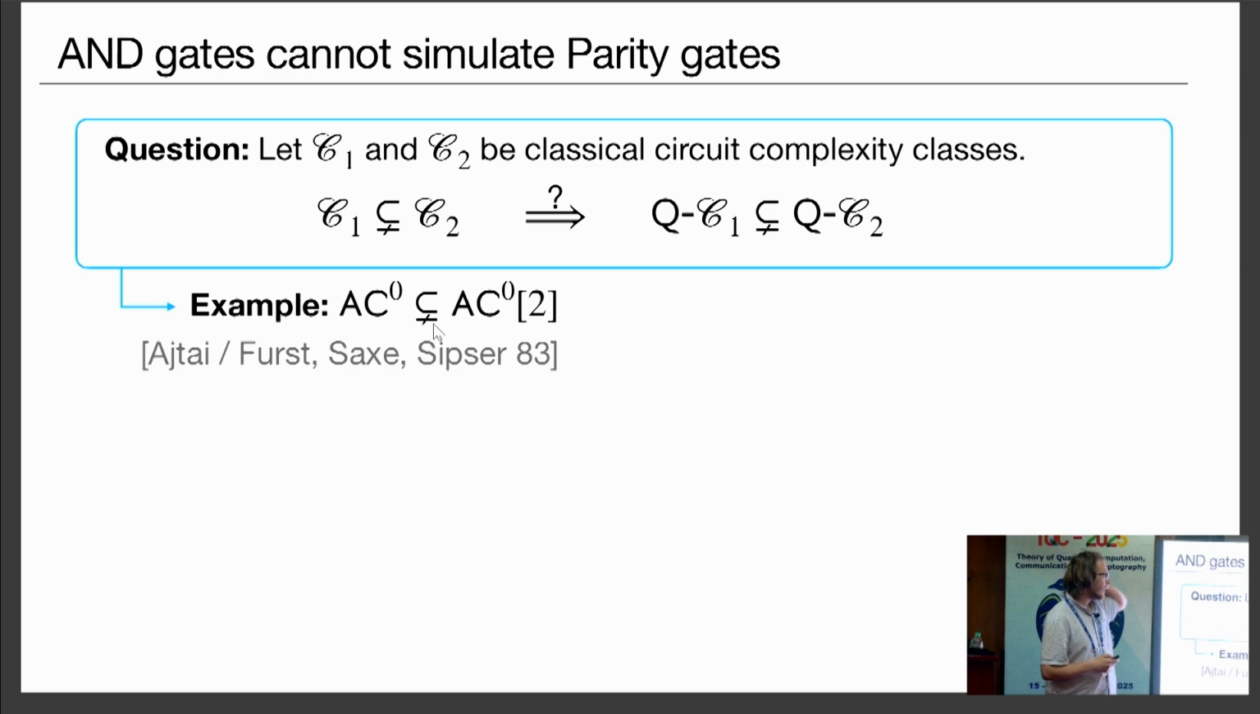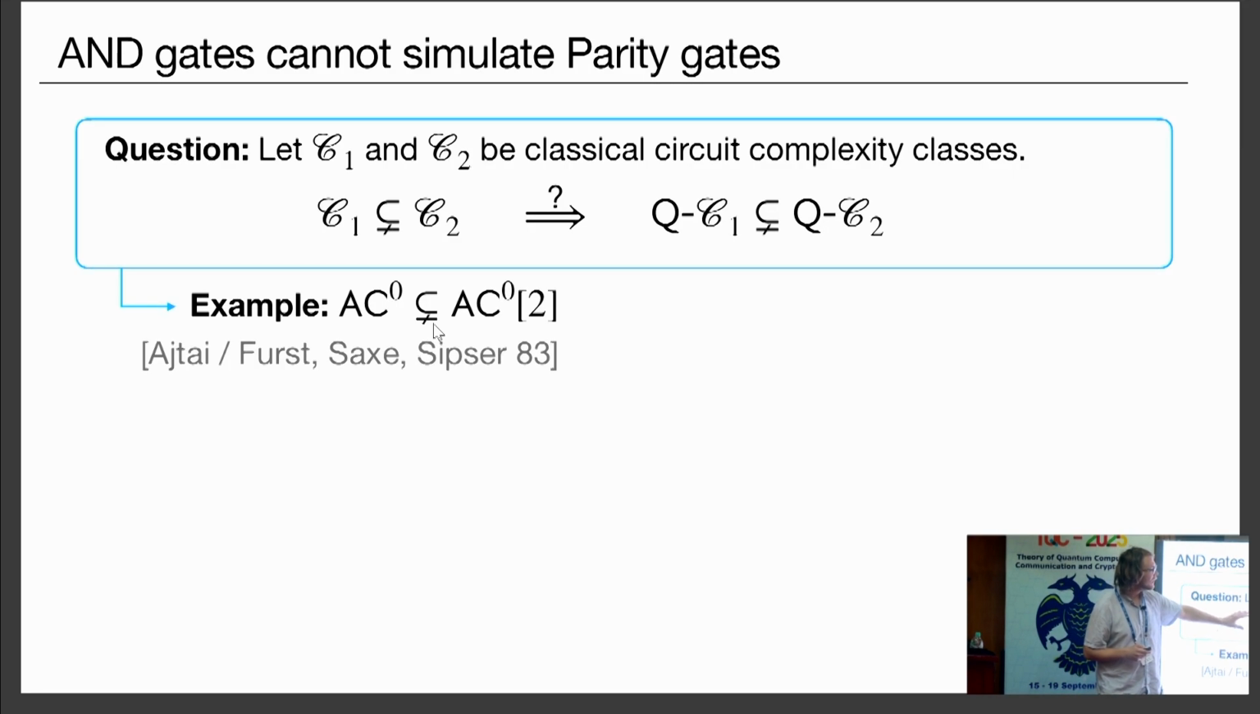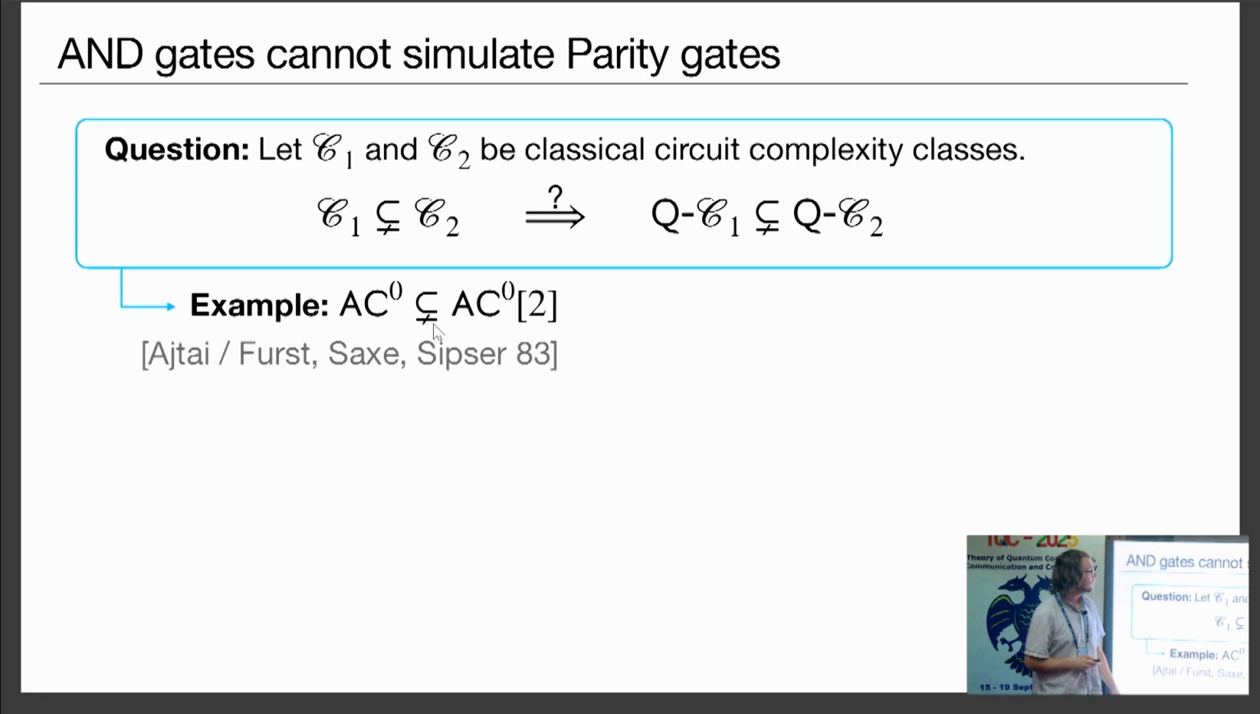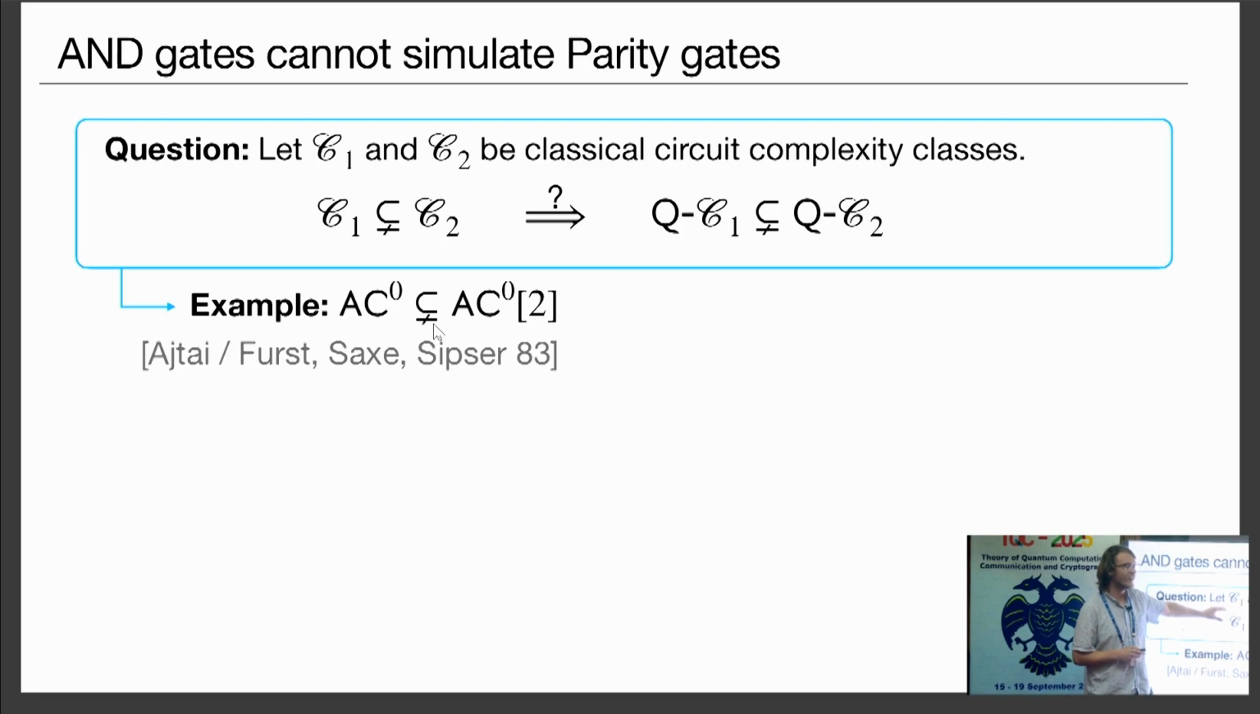So like I said about porting classical results over to this quantum setting, let's suppose we have some statement of the form C1 is strictly contained in C2, where these are classical circuit classes. We might be interested in asking the analogous quantum question about quantum versions of these classes, say QC1 and QC2. So when is it the case that strict inclusion also carries over to the quantum setting?